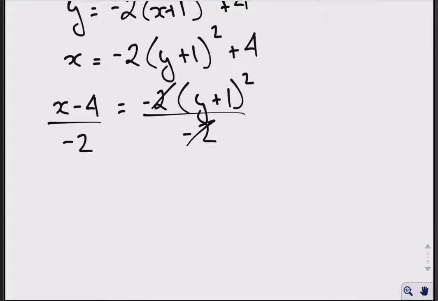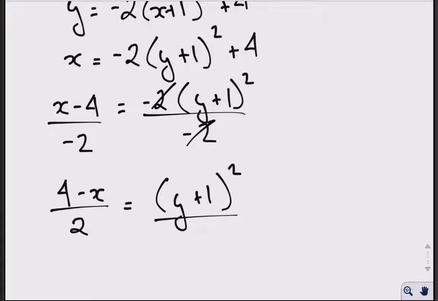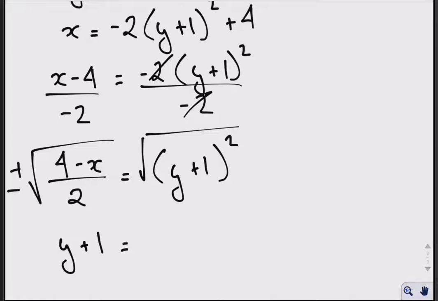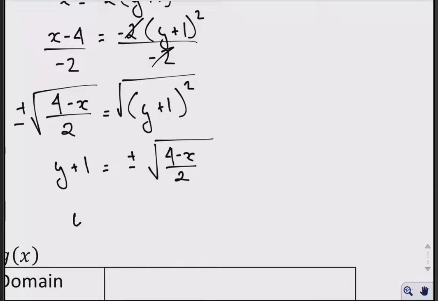So this cancels out, and I am left with 4 minus x over 2 equals y plus 1 squared over 1. Next, I take my square root of both sides, keeping in mind that this will be plus and minus, and I have y plus 1 equals plus or minus the square root of 4 minus x over 2. And finally, I rewrite this with a 1 on the other side, 4 minus x over 2.